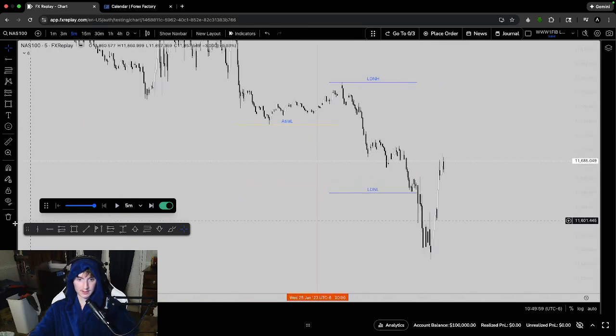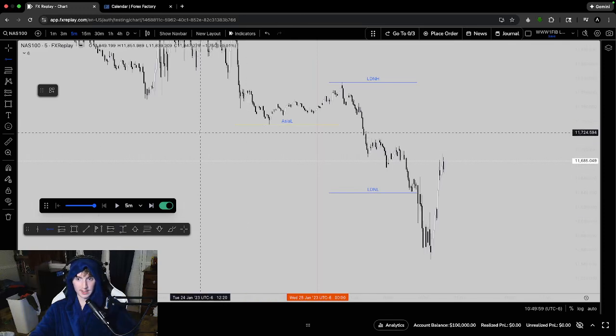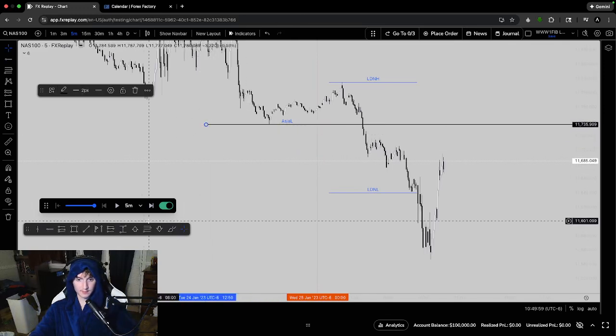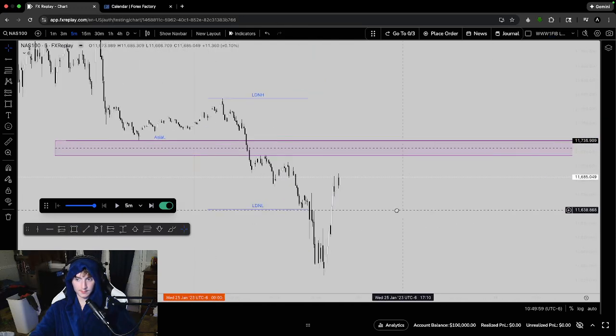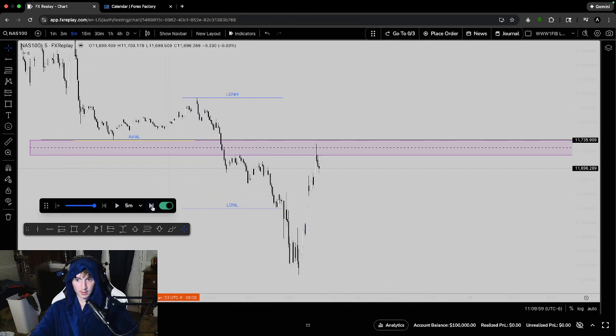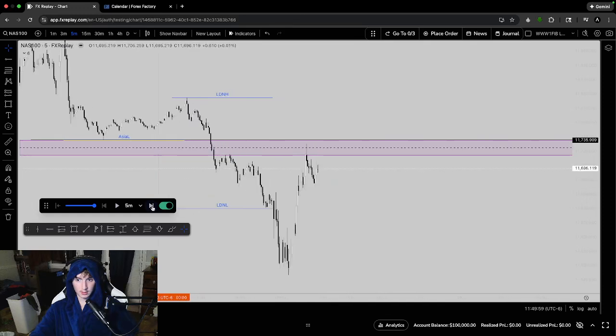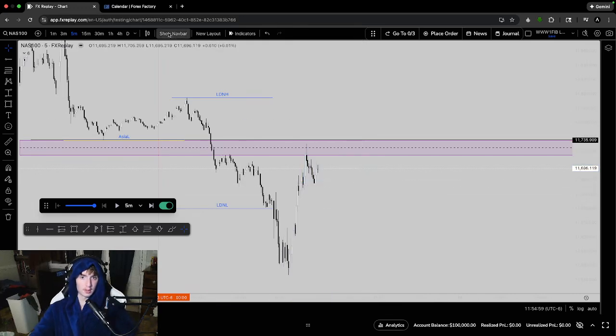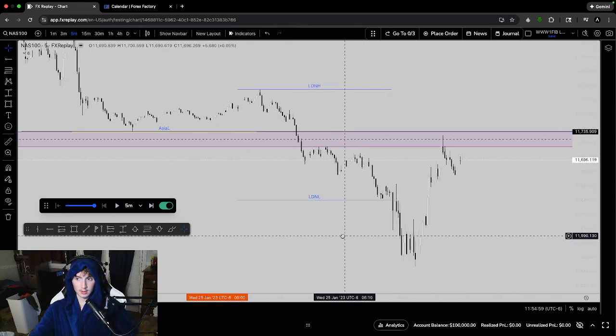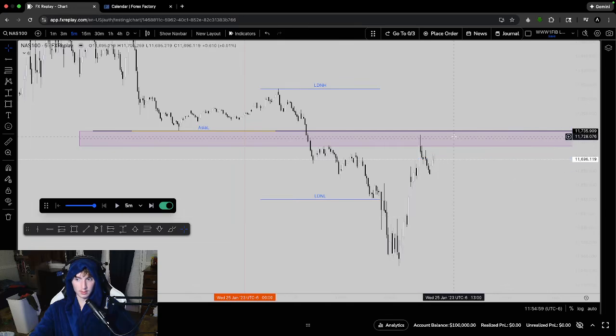Okay, let's see if it reacts to the Asia low. Or let's see if it just reacts to this area. This little space right there. Bang, bro. Look at that. Trade off that equilibrium right there. 50 points. Wow.